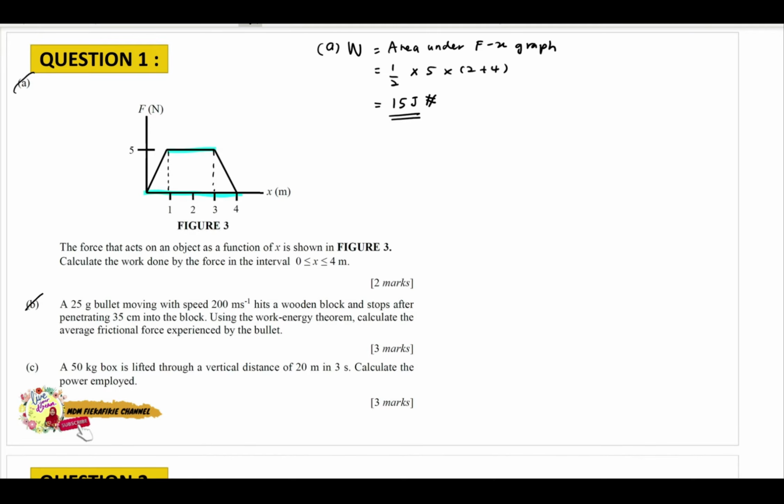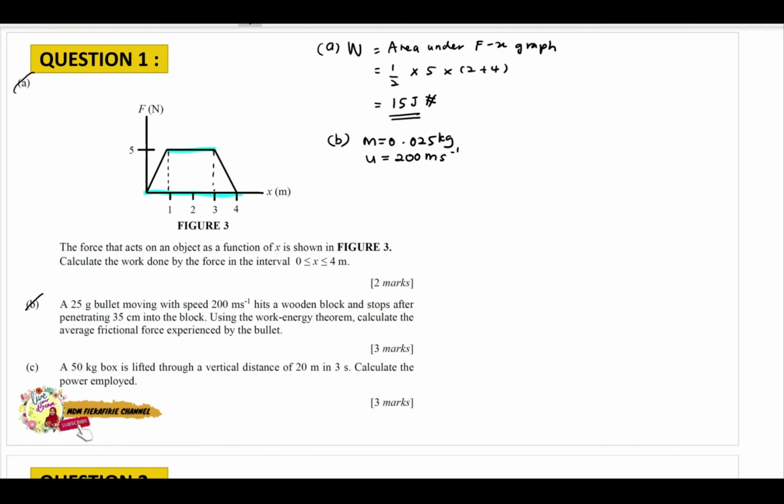And then B. Okay, so here we have a bullet. Okay, 25 gram bullet moving with speed 200 meter per second, hits a wooden block and stops after penetrating 35 centimeter into the block. Okay, so using the work energy theorem, calculate the average frictional force experienced by the bullet. Okay, so we have a bullet, right? So the mass must be in kg. So 0.025 kg. Alright. And then the bullet is moving with the initial velocity of 200 meter per second.